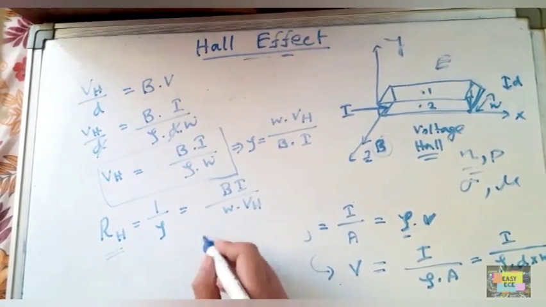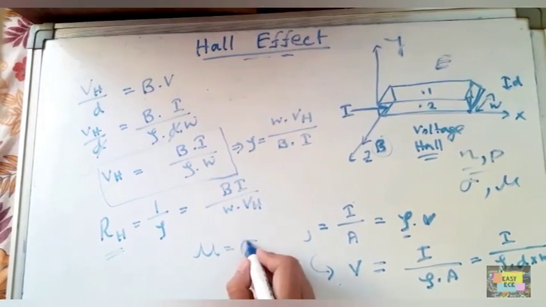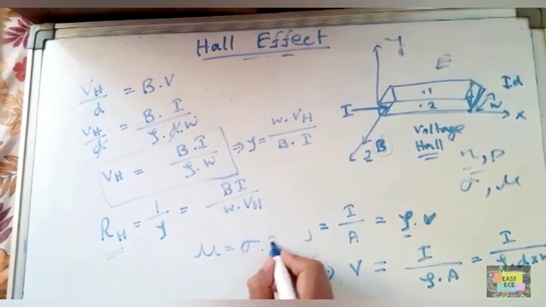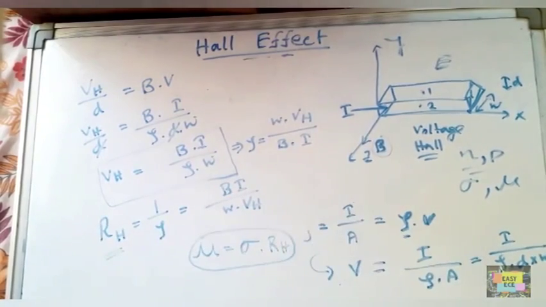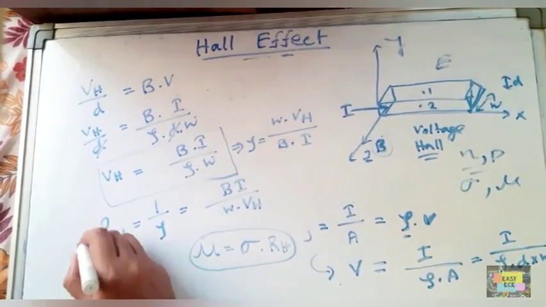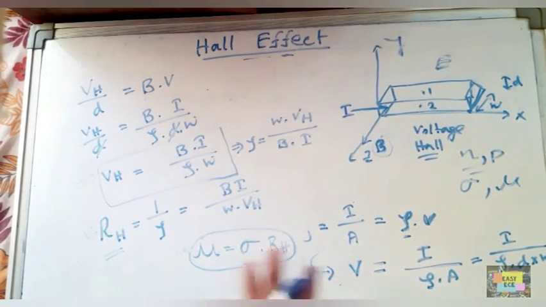Now if we are finding the mobility, the formula is mu equals sigma into RH. This is very important, and all these equations are important. Point them out: the Hall coefficient, Hall voltage, mobility, drift speed, and previously we did the electric field and magnetic field values, and we can calculate the overall current density. By this we can get the values.